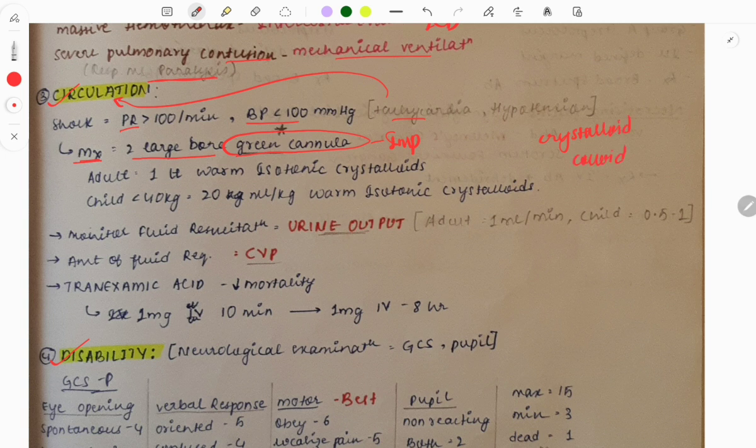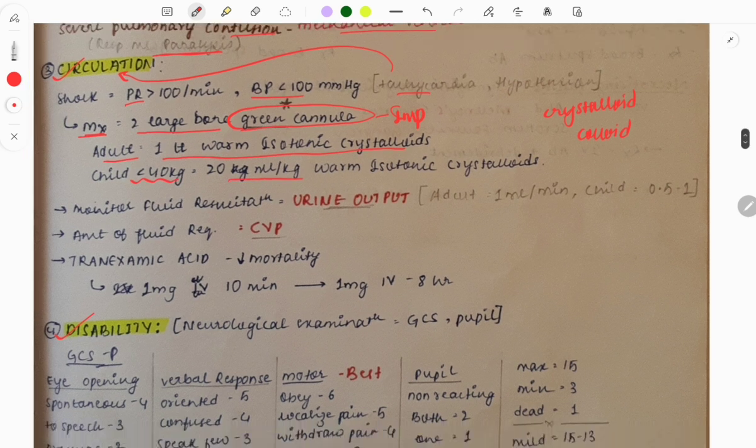So based on the type of the shock and the amount of fluid loss, you need to choose which fluid you will be using. So for adults it is 1 liter warm isotonic crystalloids, and for children who are less than 40 kgs it will be 20 ml per kg warm isotonic crystalloid.